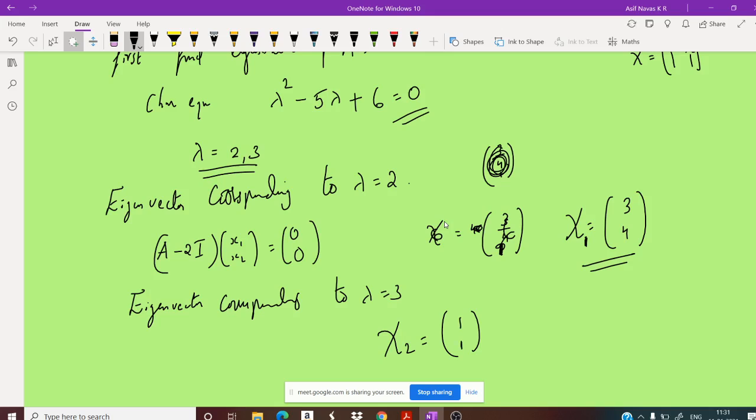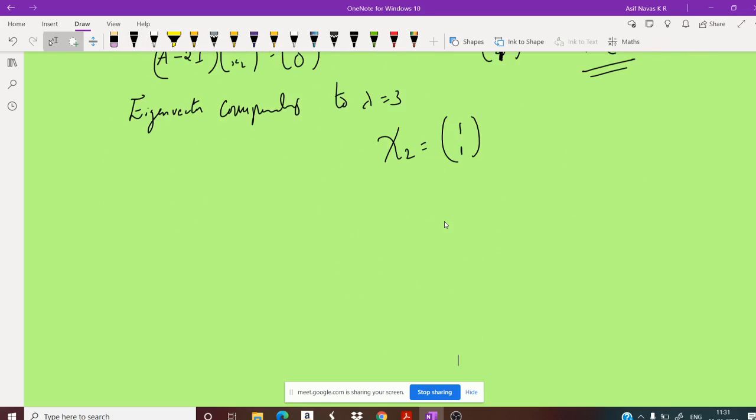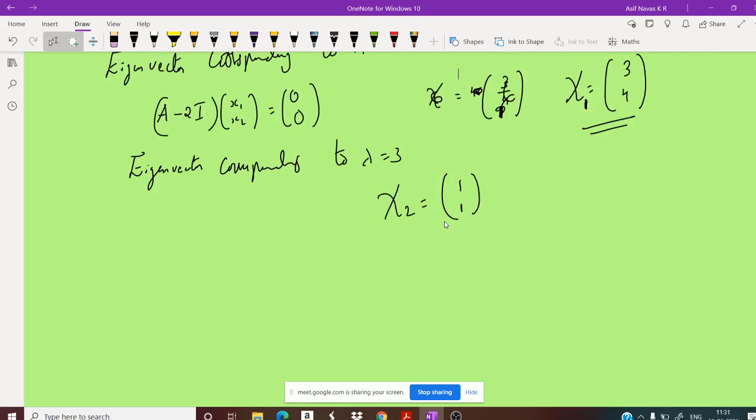Okay, have you got it? x2 is equal to 1, 1. Yes, correct, right? Has everyone got the same answer? 1, 1 or any multiple of 1, 1 is an eigenvector for lambda equal to 3, right? So now how to write X?